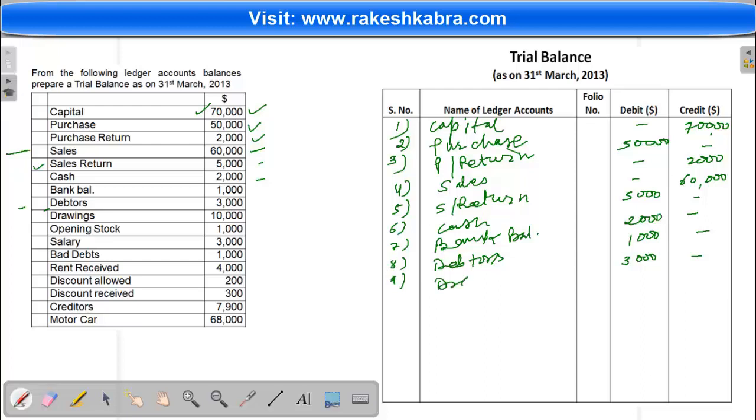Now next account is which one? Drawings. Drawings means the owner is taking something for personal use. So debit the receiver. 10,000. This is the owner's personal account. Debit the receiver.